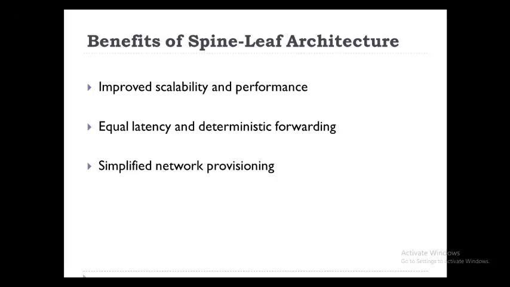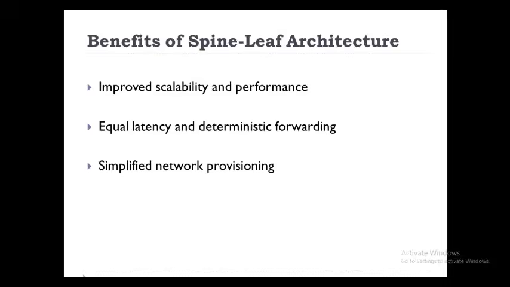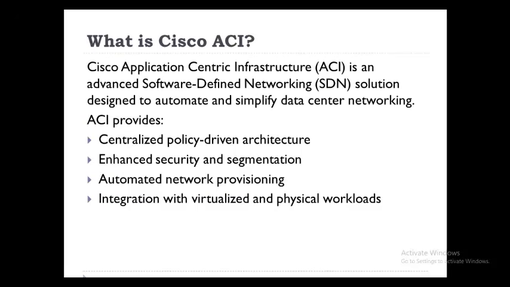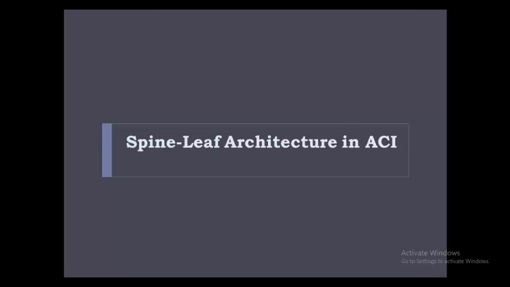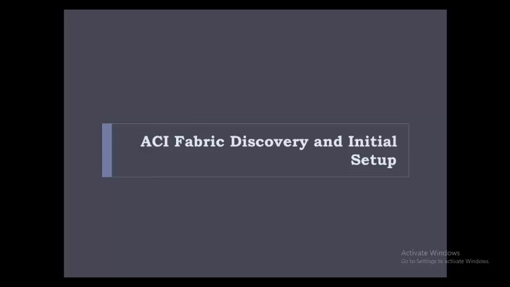So far good. Are there any questions so far? We saw what is Cisco ACI, the difference between the traditional network and ACI, the components of ACI and the benefits of leaf and spine. Now, ACI fabric discovery and initial setup.